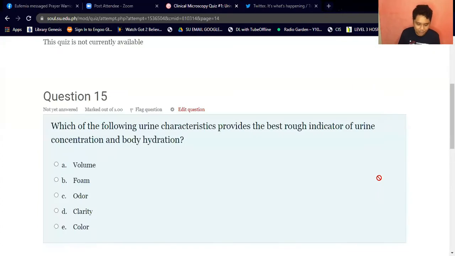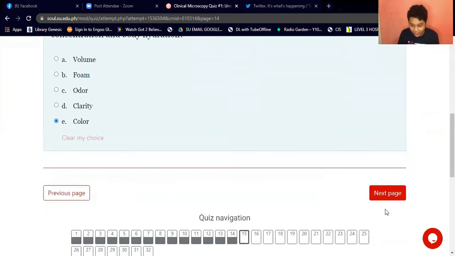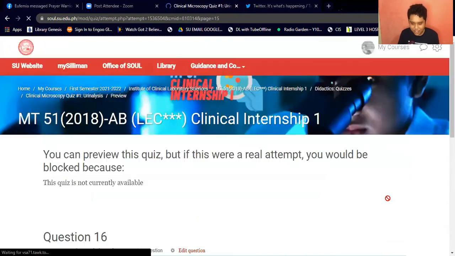Number 15. Which of the following urine characteristics provides the best rough indicator of urine concentration and body hydration in the physical examination? If you see this, you're hydrated or you're not hydrated. That's correct, color. Because if the color is dark, it means you lack water. And if the color is lighter, then that indicates you're hydrating well. Easy question.